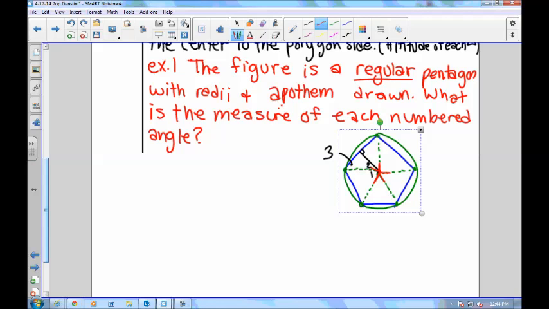What do we know about the degrees of a circle? A circle is 360 degrees. One full rotation is 360 degrees. Since this is a regular polygon, all of these interior angles have to be congruent. So to find the measure of angle 1, we take 360 divided by how many angles we had. How many angles did we have? 5. Okay? Please calculate that. What is 360 divided by 5?